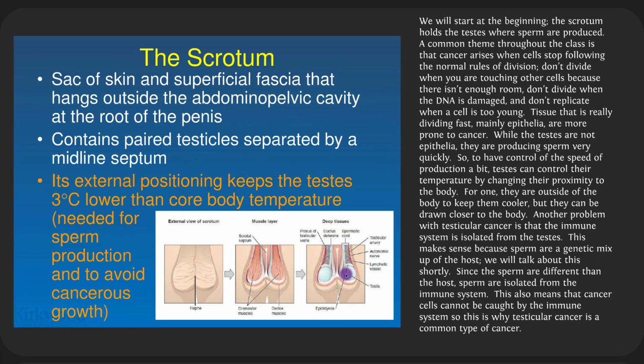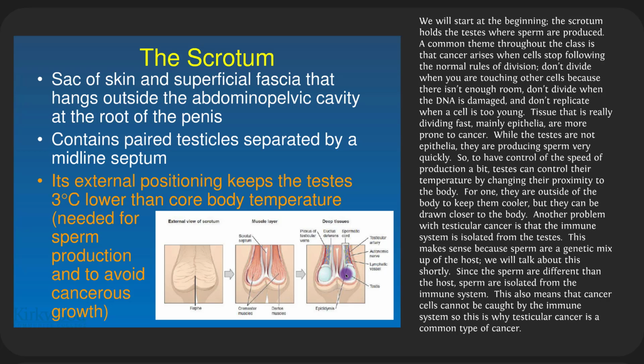A common theme throughout this class is that cancer arises when cells stop following the normal rules of division. So the normal rules are: don't divide when you're touching other cells because there isn't enough room, don't divide when the DNA is damaged, and don't replicate when a cell is too young. Tissue that's really dividing fast, mainly epithelia, are more prone to cancer.